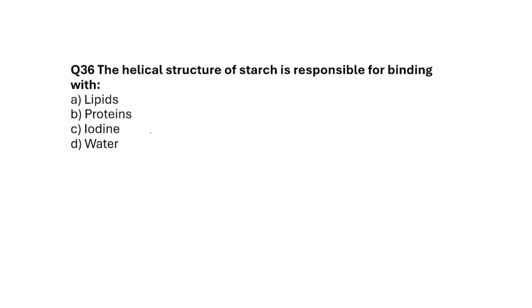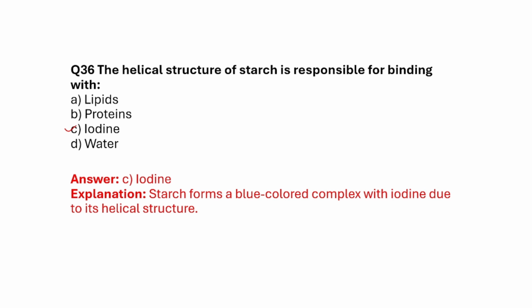The helical structure of starch is responsible for binding with lipids, proteins, iodine, water. Okay, so the answer is iodine. So there is a test for presence of starch which we do with iodine, and the color that we get is a blue color. It is due to the binding of iodine with starch, because of its helical structure.